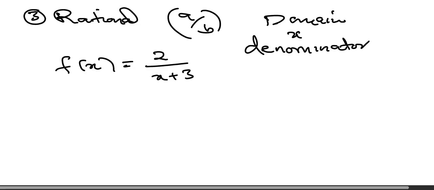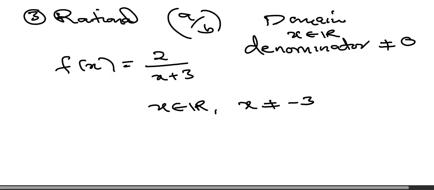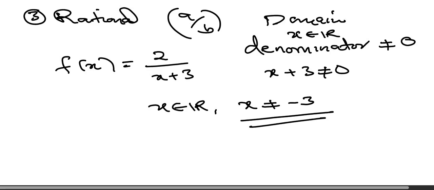The domain is all real numbers, but the denominator should not be equal to 0, right? So like this one here, the domain will be all real numbers, but x should not be equal to -3. You solve x plus 3 is not equal to 0, you take the 3 to this side, and it will give you this, right? Yeah, so this is how we get the domain of a rational function that looks like that.